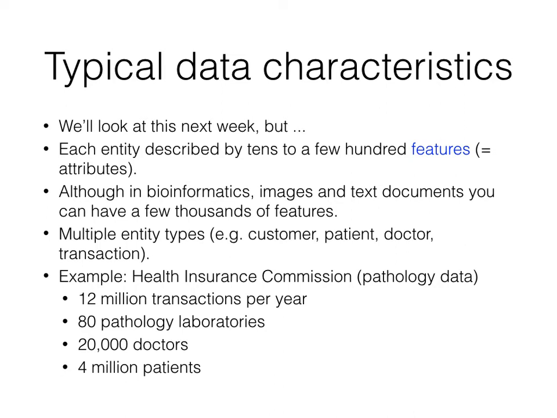You often have different types of entities or multiple entity types. So, for example, customers, patients, doctors, transactions. And as an example, the Health Insurance Commission may have pathology data. So they may have 12 million transactions per year. They may have 80 different pathology laboratories, 20,000 doctors, and 4 million patients. So the numbers can be quite large.